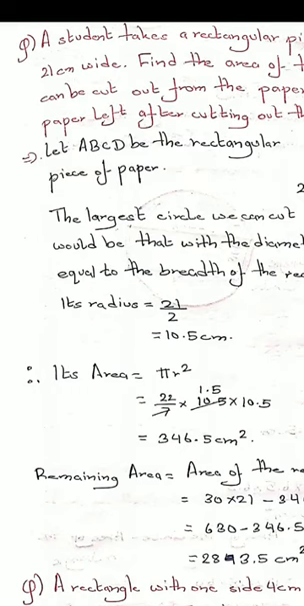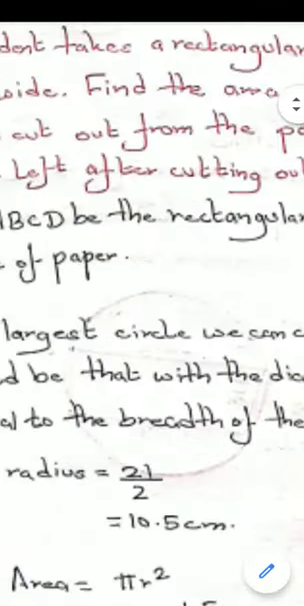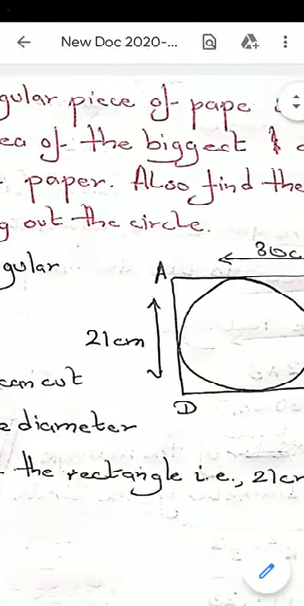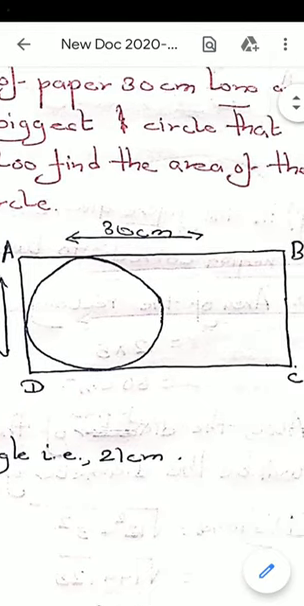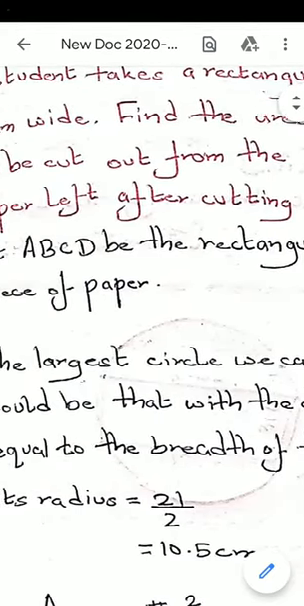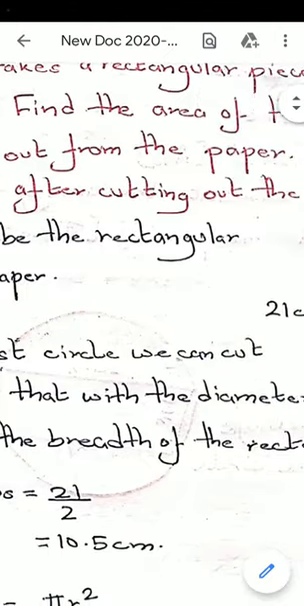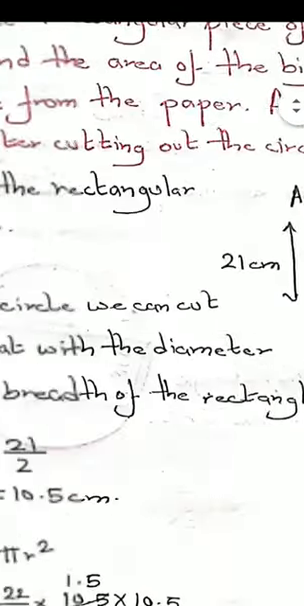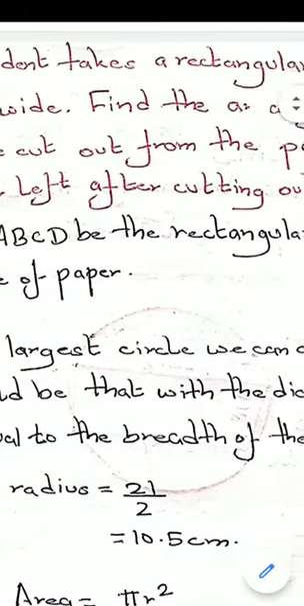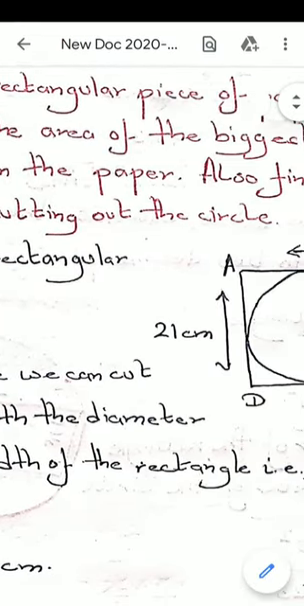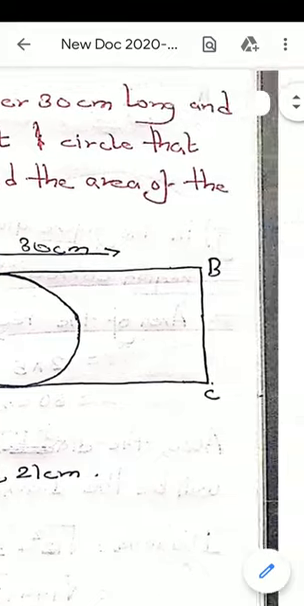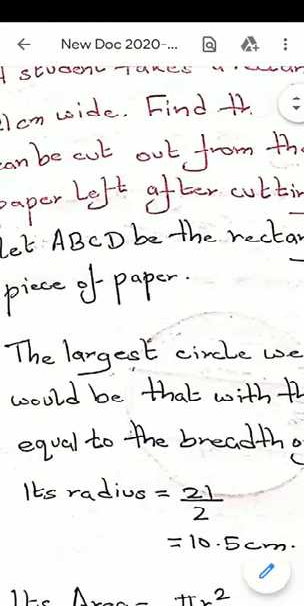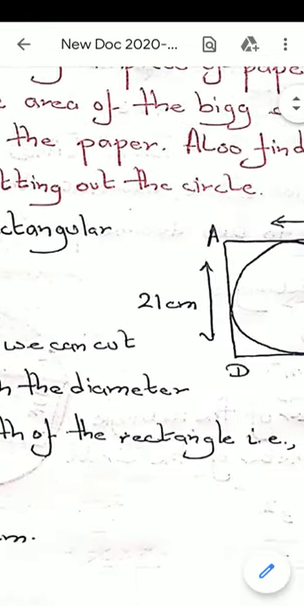So the question reads: a student takes a rectangular piece of paper 30 centimeter long and 21 centimeter wide. Find the area of the biggest circle that can be cut out from the paper. Also find the area of the paper left after cutting out the circle.